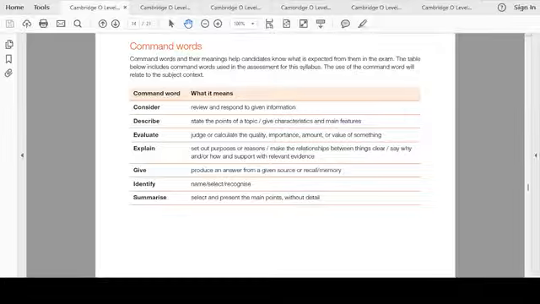If there is an evaluate in the question, that means judge or calculate the quality, importance, amount or value of something. And this is what you will get in your directed writing task. Explain, so set out purpose or reason. So give a reason for something that's happening, or make a relationship between things. Make that relationship clear, or say why or how and support with relevant evidence. This is something that you will come across in the comprehension.